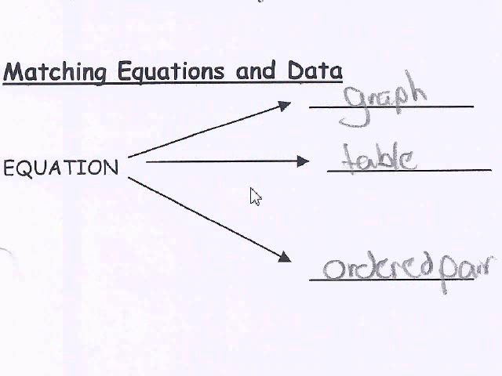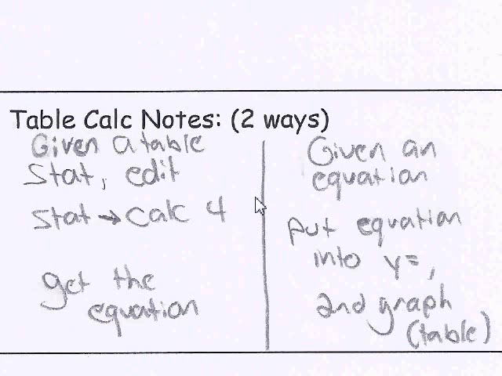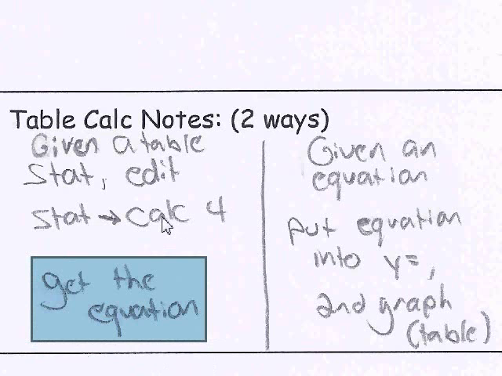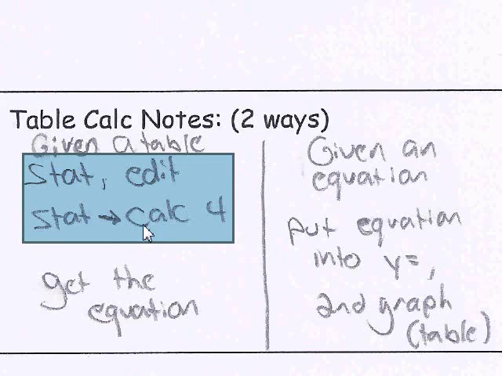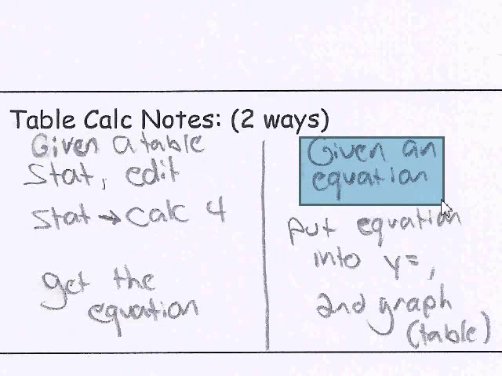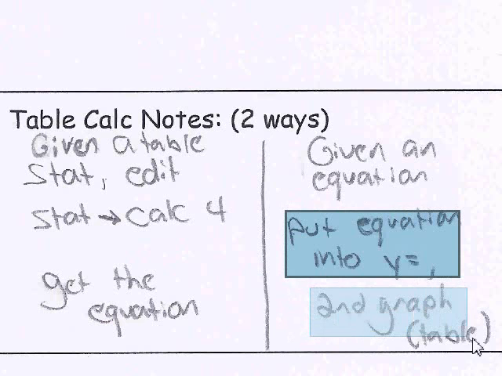Now that we've taken a look at some functions, we're going to take a look at matching equations with data. Now, functions can be represented as equations, usually. Equations can be represented in these ways, as graphs, tables, or ordered pairs. Now, if we're given a table, there are two ways we can go about working a problem. One way is if we're trying to get an equation, we're going to go through these steps in the calculator. We're going to go stat, edit, and then stat calc 4. However, it's almost always easier, given an equation, they may be multiple choices, to put the equation or equations into y equals, and then go second graph, which is your table.